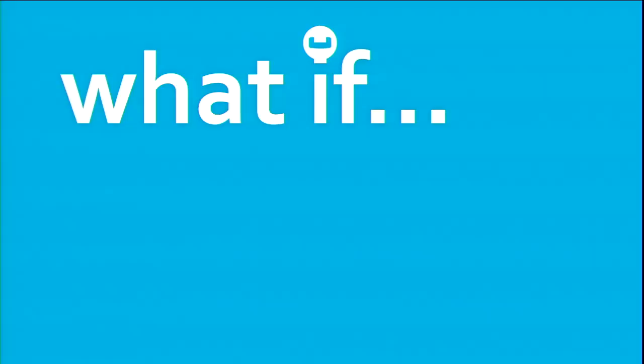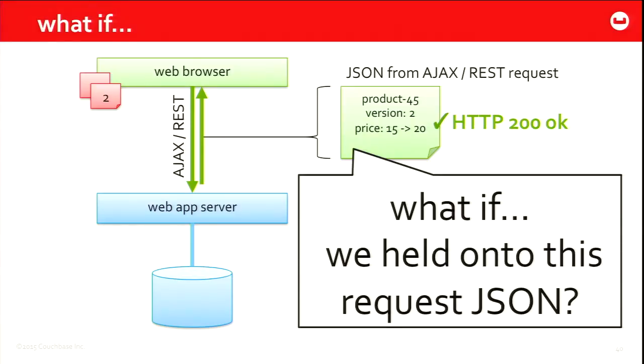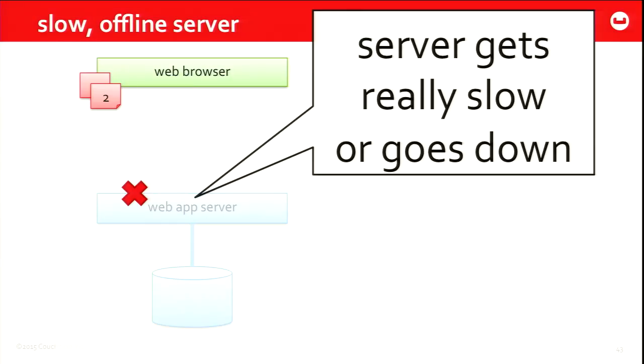But what if this JSON we were looking at, this change request JSON document, which is an ephemeral thing? We don't hold on to it. It's just in memory, part of the request, gone. What if we actually held on to it? In order to hold on to it, you might have to assign an ID to this thing. And why would you want to do such a thing?